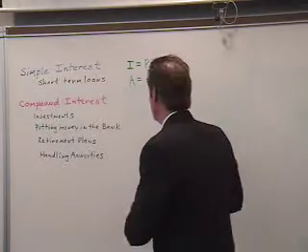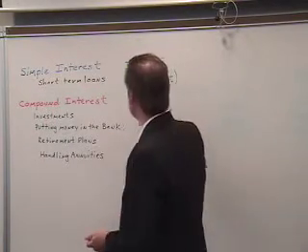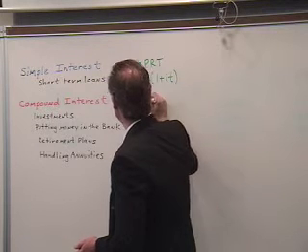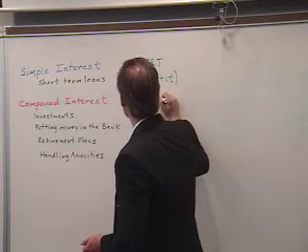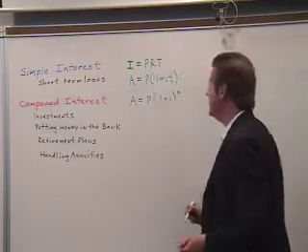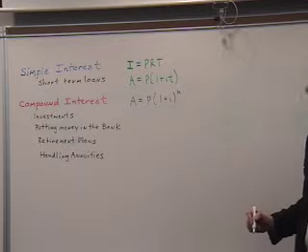Compound interest, which is more commonly used, the accumulated amount is the principal times 1 plus the interest rate to the nth power. And n could also be the same as time.